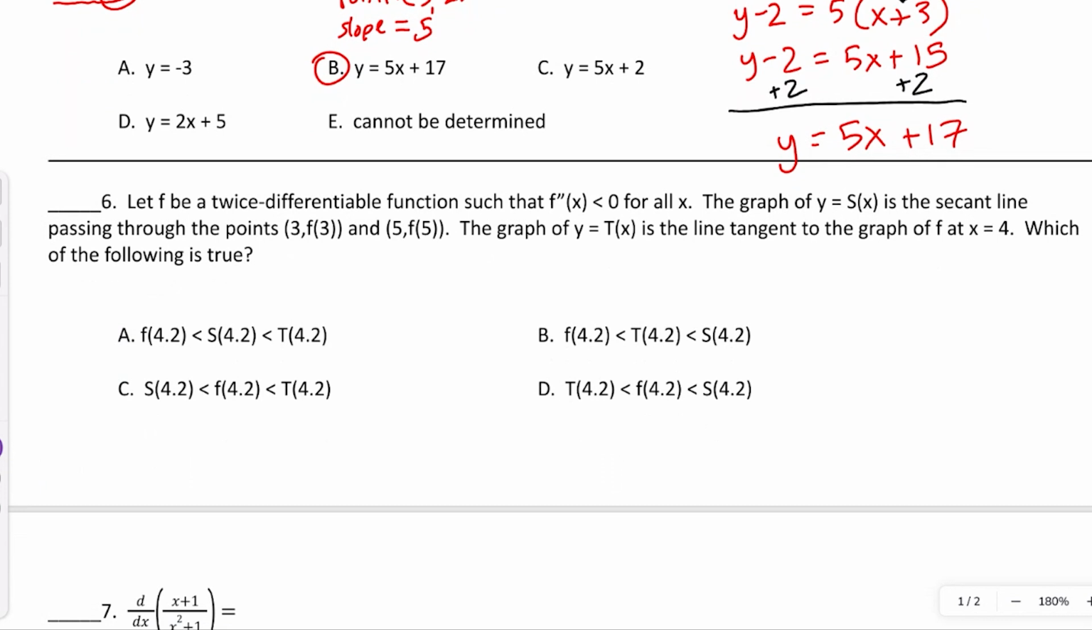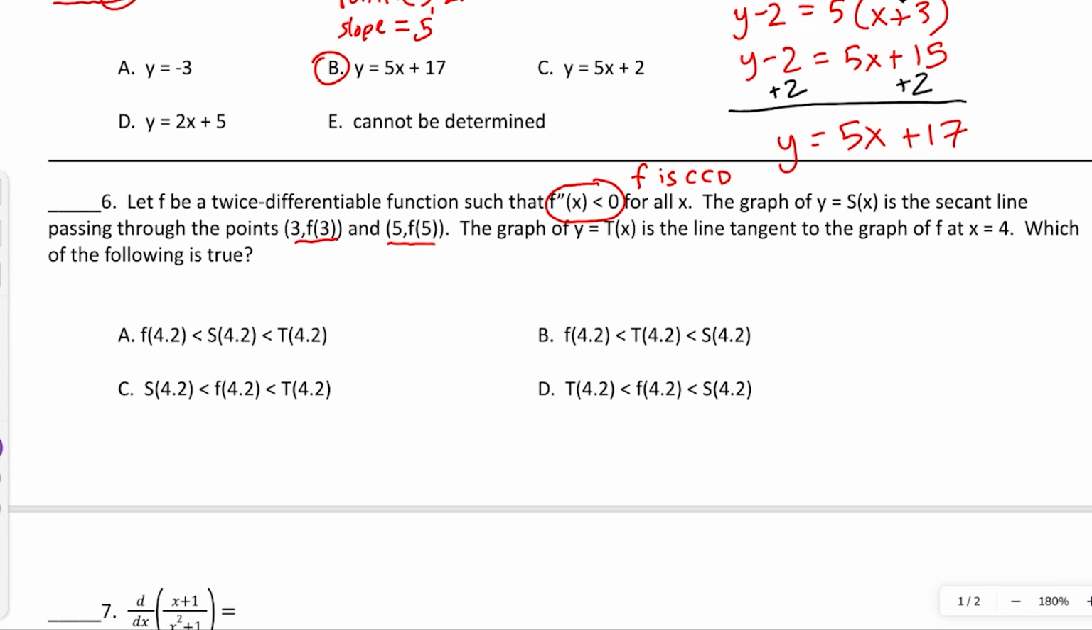Number 6 says, let f be a twice differentiable function such that the second derivative is negative. So when I see that in the problem, right away I'm thinking, okay, well, f is concave down. That's what the second derivative being negative means. It's sort of like coded language for what they're trying to communicate. The graph of y equals s of x is a secant line passing through the points 3 comma f of 3 and 5 comma f of 5.